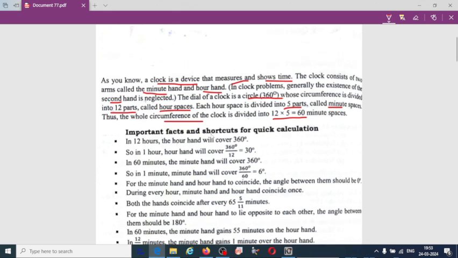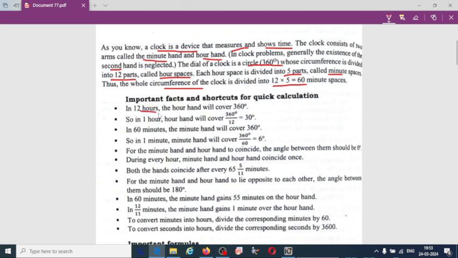So important facts and shortcuts for the quick calculation. First point: in 12 hours, the hour hand will cover how many degree? 360 degree. So in 1 hour, hour hand will cover 360 divided by 12, 30 degree. In 60 minutes, the minute hand will cover 360 degree. So in 1 minute, the minute hand will cover 360 divided by 60, that is 6 degree.